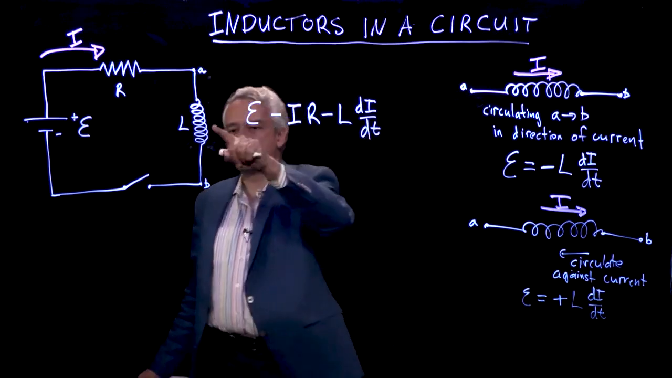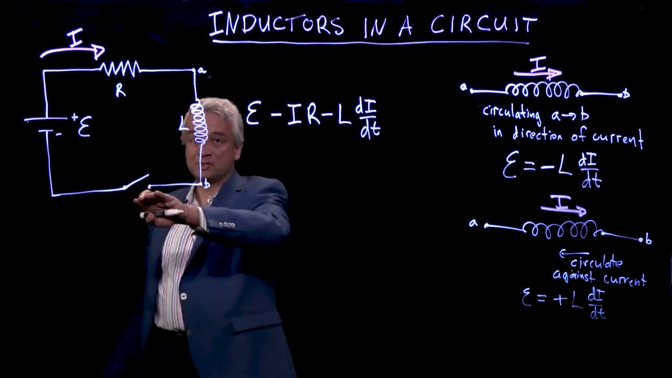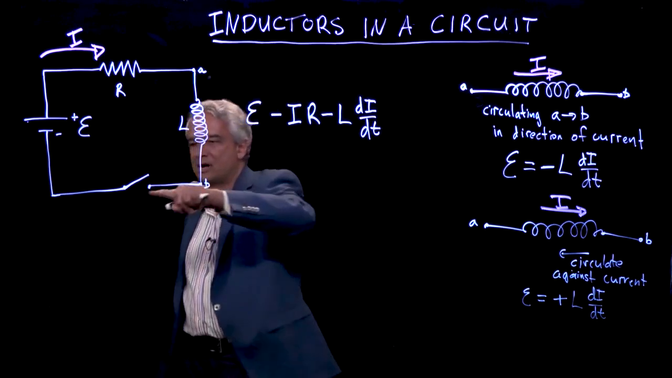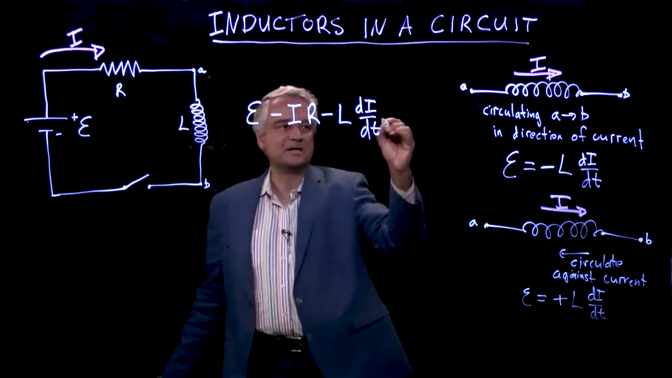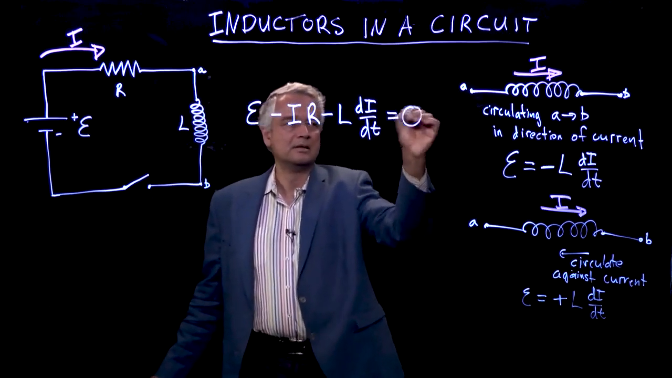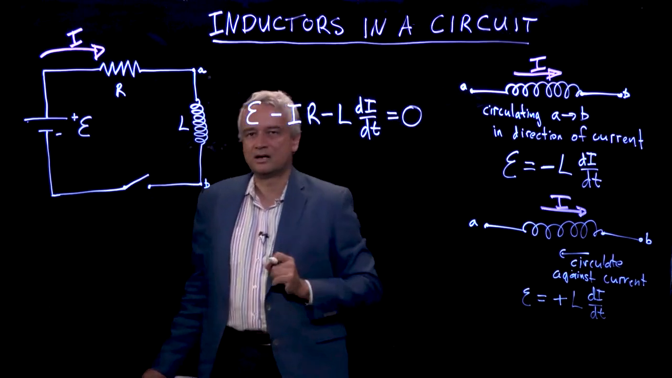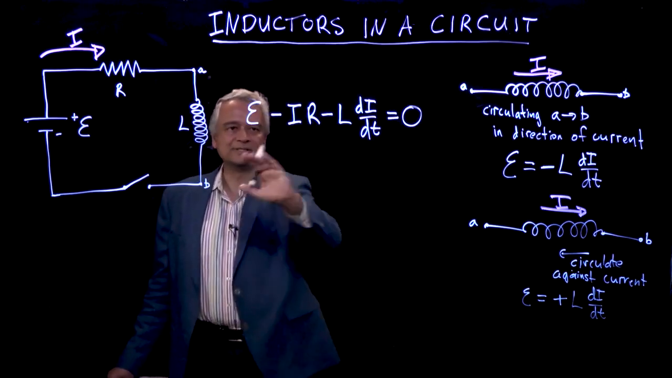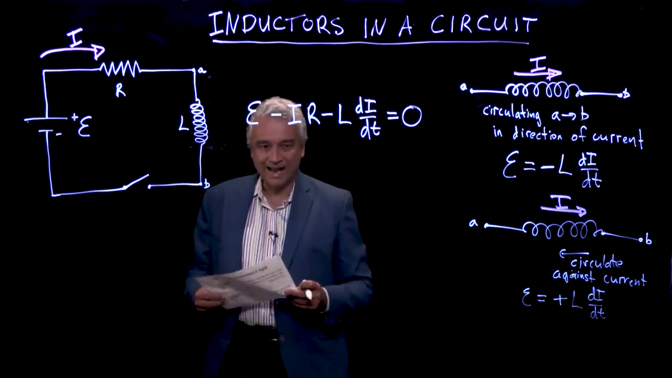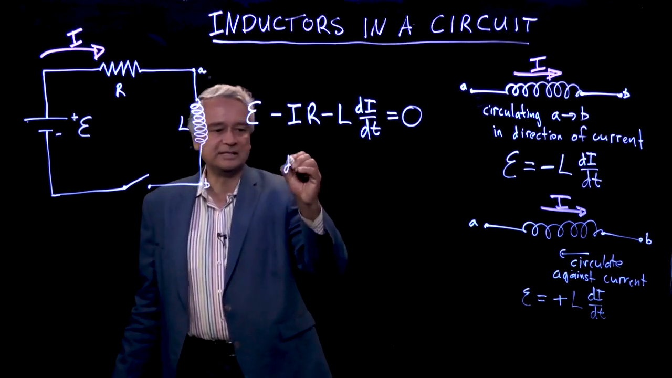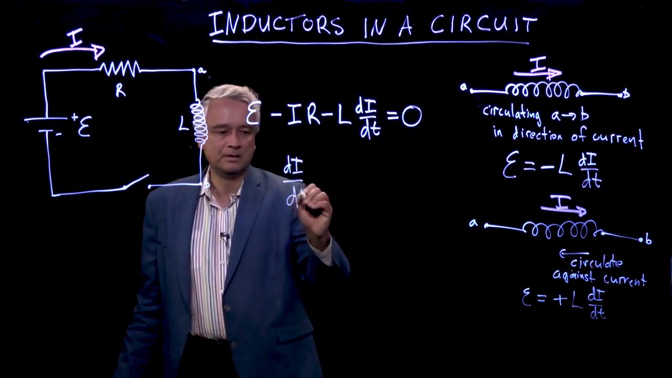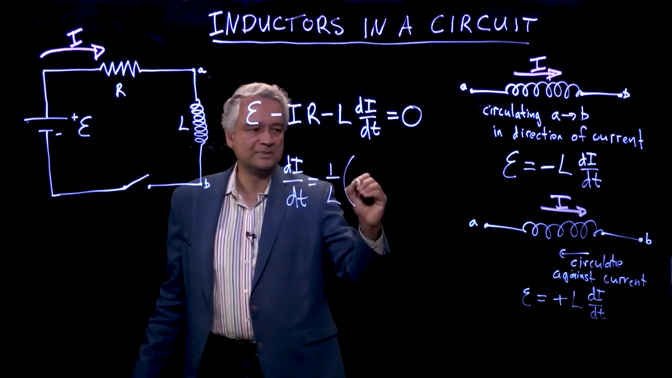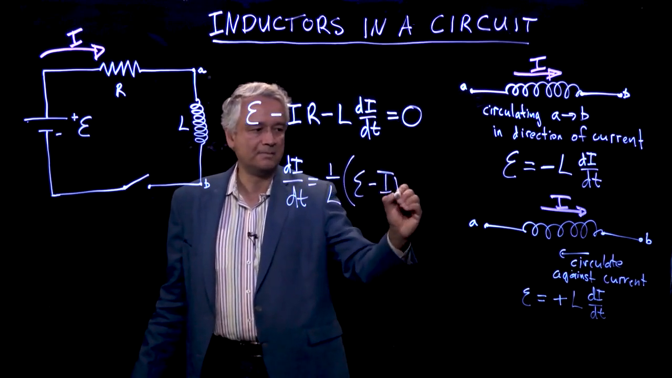Keep walking. The switch had better be closed. So I'm imagining I'm describing the circuit just after closing the switch. Switch is closed, keep walking, and I'm back to where I started. Back to where I started means this collection of terms has to add up to 0. So this is my differential equation. I can rewrite it as a differential equation for di dt, and that will be 1 over L times epsilon minus IR.